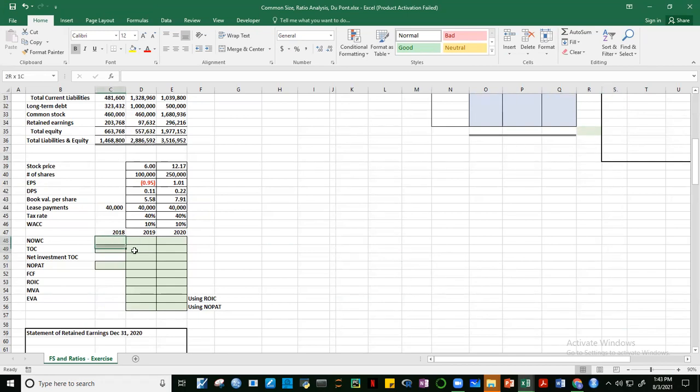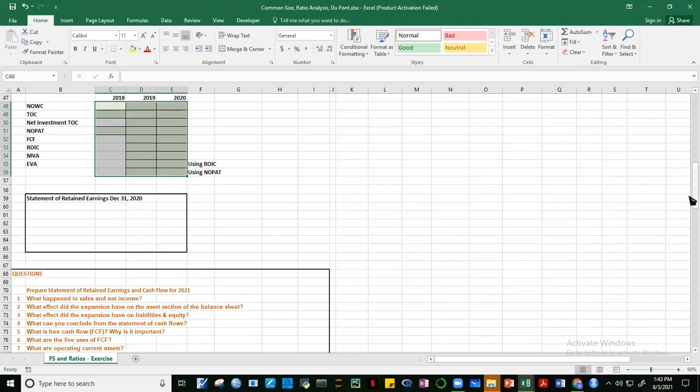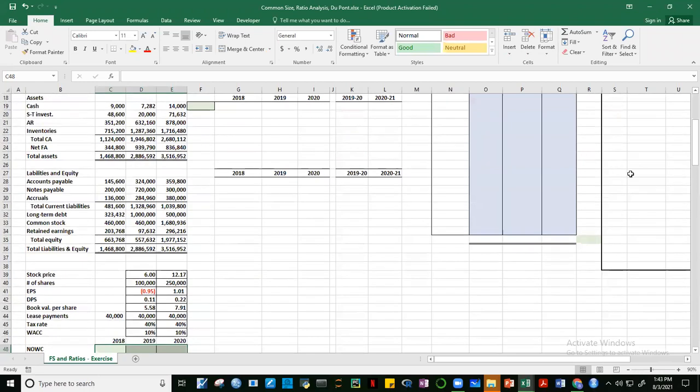Also guys, you have to answer this. Ito may mga green ones. Yung mga white ones guys, hindi required, wala na kasi hindi masosolve yan. Pero lahat may mga green, yung NOWC, TOC, yung inaral natin kanina, guys, kindly answer that. And also, itong statement of retained earnings. So next meeting, as an assignment, guys, I'm going to show you my answers here.